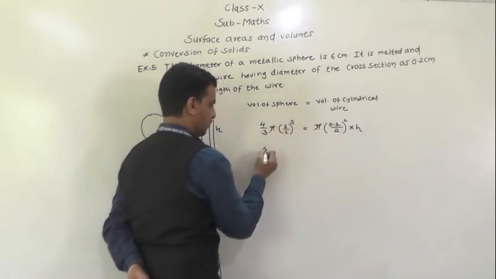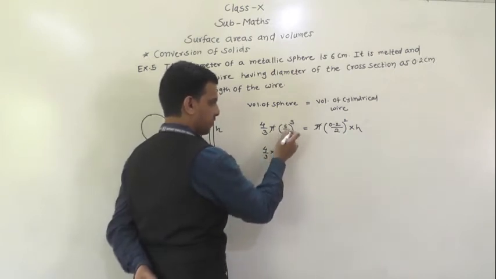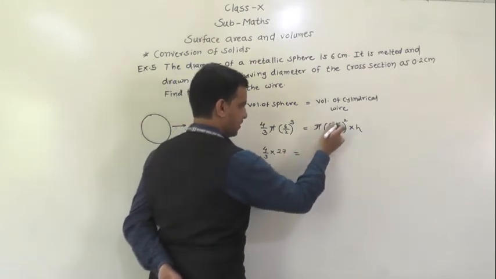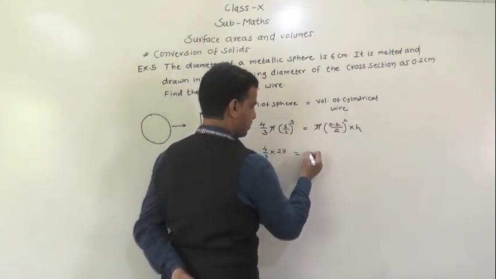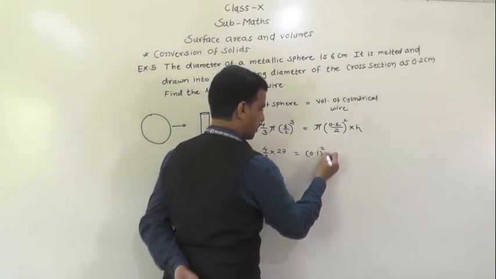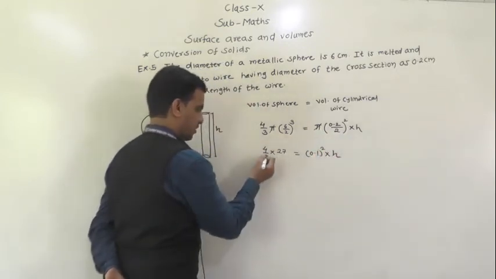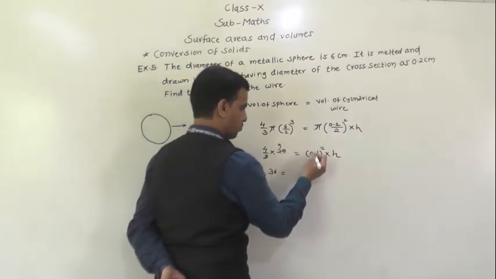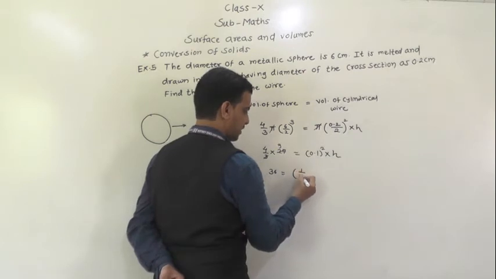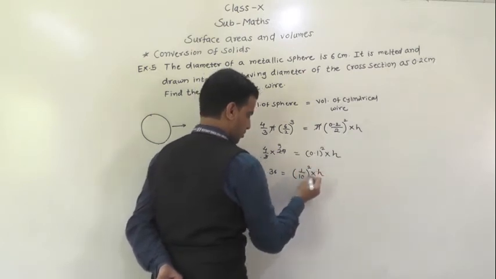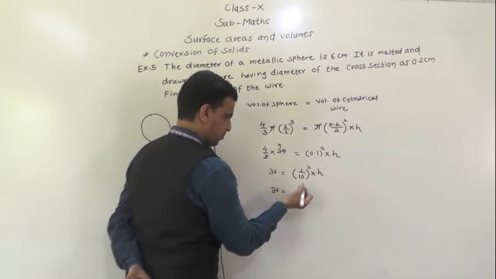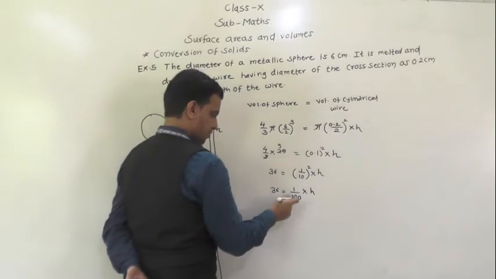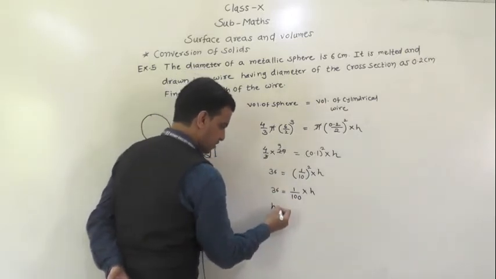What remains? 4/3, and 6/2 is 3, so 3³ is 27. And here 0.2 divided by 2 is 0.1 square into h. So 27 times 4 over 3, 9 times 4 is 36, is equal to 0.1 square, that is 1 by 10 bracket square, into h. So 36 is equal to 1 by 10 squared, that is 1 by 100, into h.